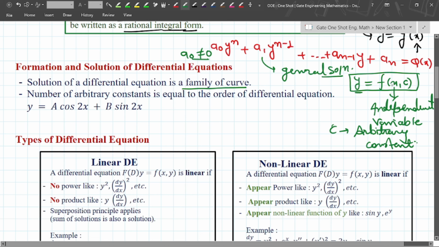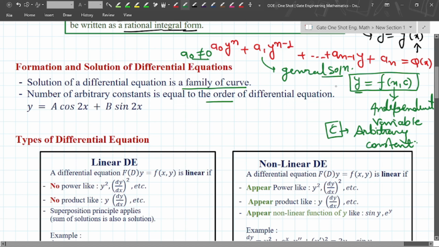If we find the values of the constants, then it will be a particular solution. It will depend on the initial value problem and boundary value problem that we'll discuss later. The number of arbitrary constants depends on the order of the differential equation. The order of the differential equation represents the number of constants, so the number of arbitrary constants is equal to the order of the differential equation. If I have a second order differential equation, it will contain two arbitrary constants.